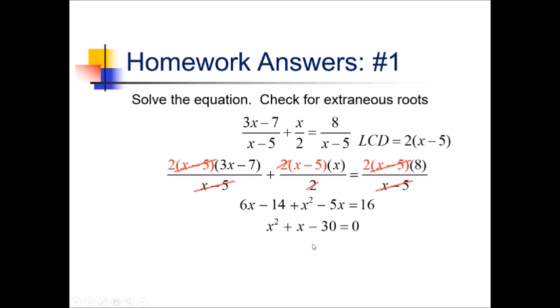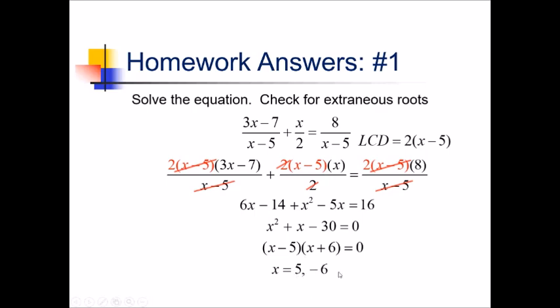Now I need numbers that multiply to negative 30 and add up to 1. So if we have negative 5 and plus 6, that would do the job. X minus 5 and x plus 6. Going through and zeroing those both out, I see that x equals 5 or negative 6.